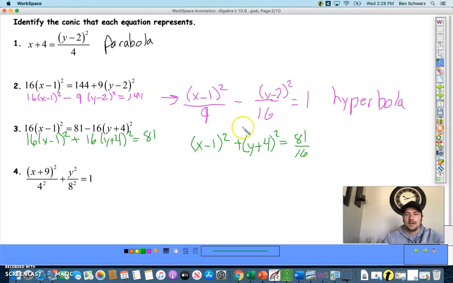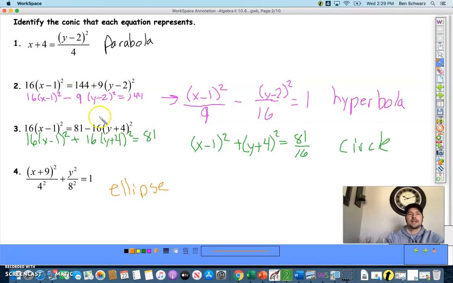So here you see it's a circle. There's nothing left over on the bottom here when you divide by 16. They're the same thing, so that would be a circle. And then finally this guy, by process of elimination, you might be guessing ellipse, but obviously it is. You got the plus, you got the a and b, so you're good. This is an ellipse right here.